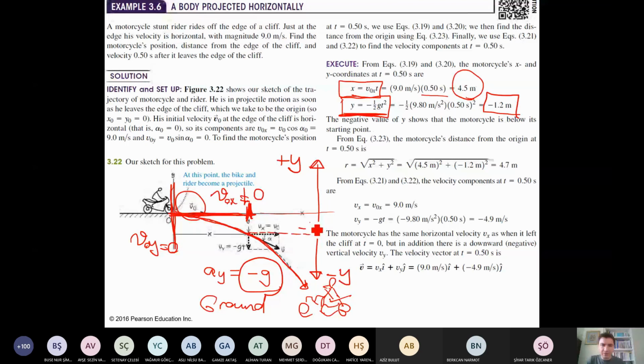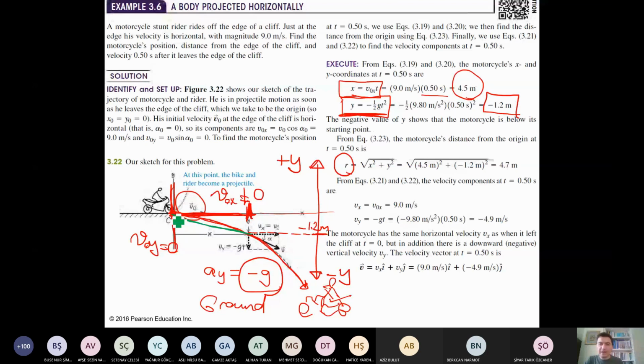And what about the position vector? It is given by the square root of x squared plus y squared. So we have calculated them, put them here, and then you can find 4.7 meters. This is the distance from the origin after 0.5 seconds.